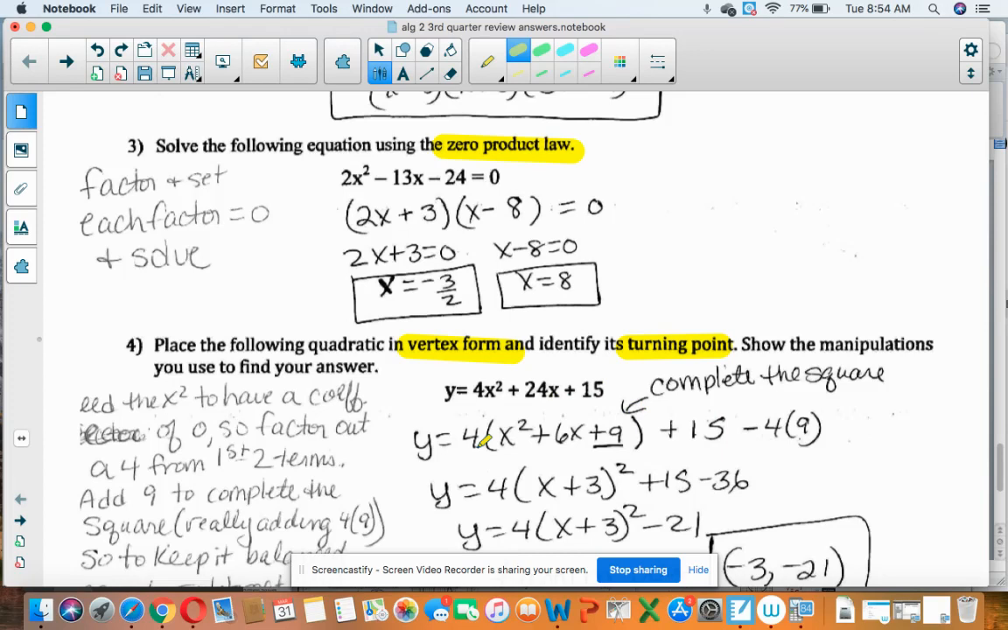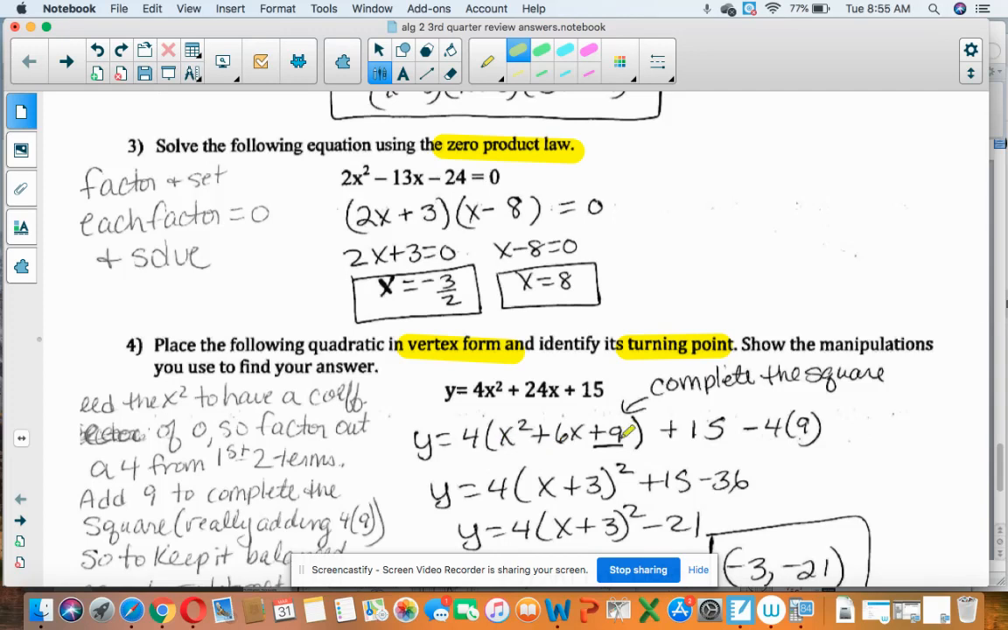I factor out a 4, and from the first two terms I'm left with x squared plus 6x. I then have to complete the square. So x squared plus 6x: half of 6 is 3, and 3 squared is 9. So I'm adding on 9. But I'm not technically adding on 9, because this whole thing is multiplied by 4, so I'm really adding on 4 times 9. To keep this balanced, I want to subtract 4 times 9, because I can't just add on 4 times 9 without keeping it balanced.